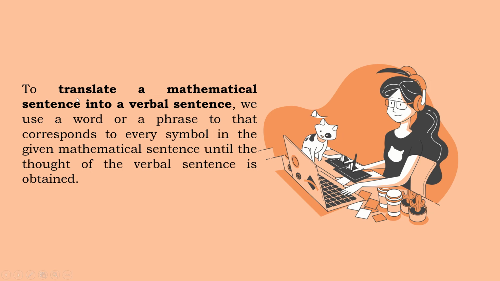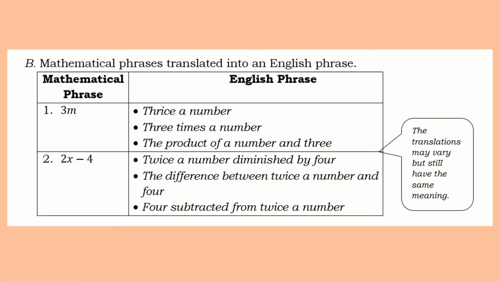So how about to translate a mathematical sentence into a verbal sentence? So it's the reverse, vice versa. We use a word or a phrase that corresponds to every symbol in the given mathematical sentence until the thought of a verbal sentence is obtained. So we have here, if this is our mathematical phrase, we will translate it into English phrase.